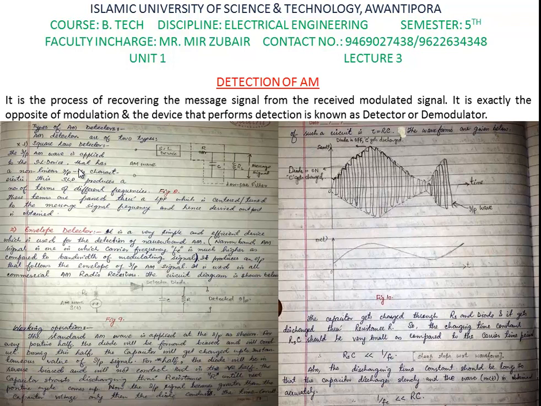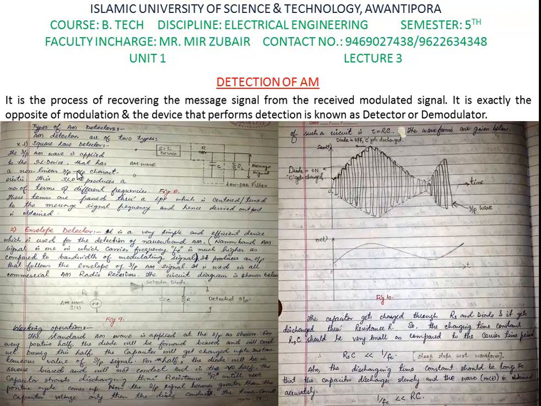Number two is the envelope detector, which is in your syllabus. It is a very simple and efficient device which is used for the detection of narrowband AM. A narrowband AM signal is one in which the carrier frequency fc is much higher as compared to the bandwidth of the modulating signal. It produces an output that follows the envelope of the input AM signal. It is used in all commercial AM radio receivers.